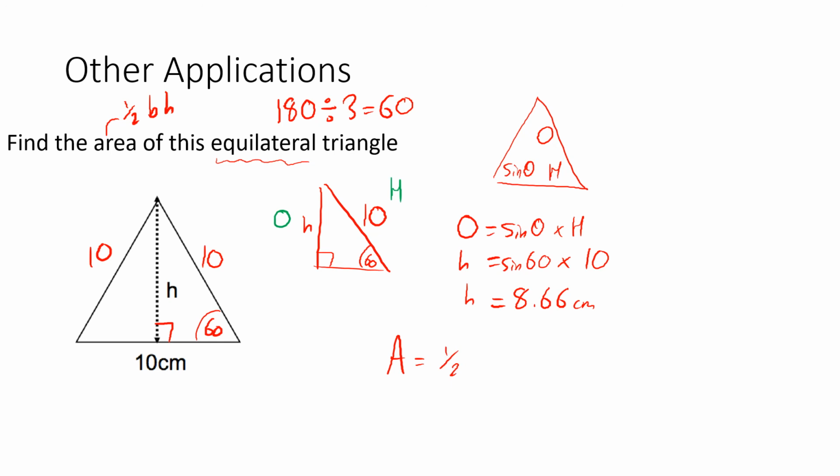And then we can go for the area. We can go a half times the base. Now remember, the base of the whole triangle is 10, times the height, which we worked out. And that should give us a final answer of 43.3 centimeters squared. So yeah, application.